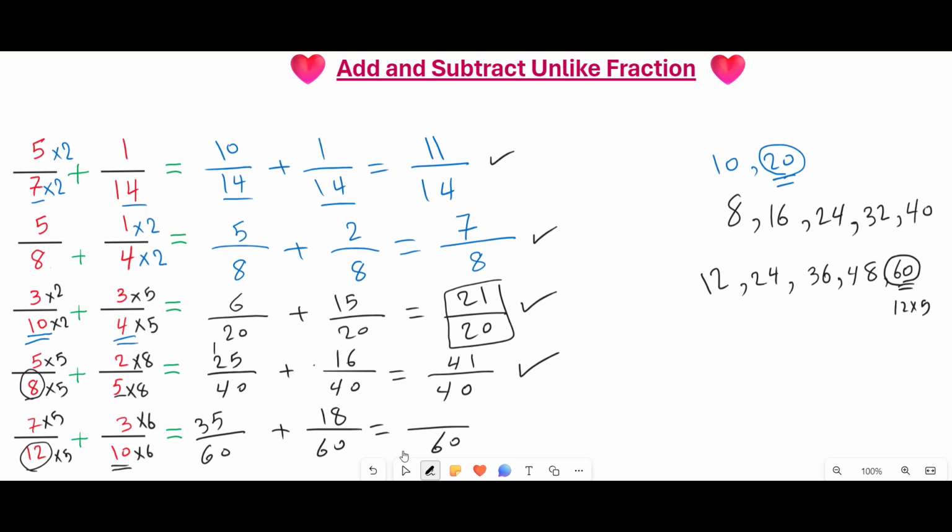Denominator same. 5 plus 8, 13, 3 and 1 up, 1 and 3, 4, 4 and 1 is 5. 53 over 60. Can simplify? No, this is simplest form. Okay, let's go to subtract fractions with different denominators.